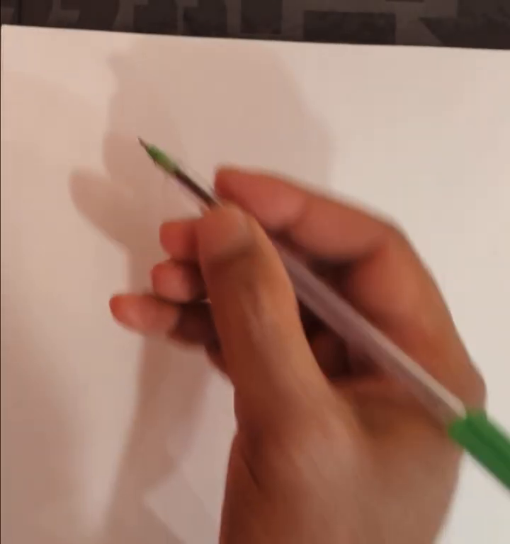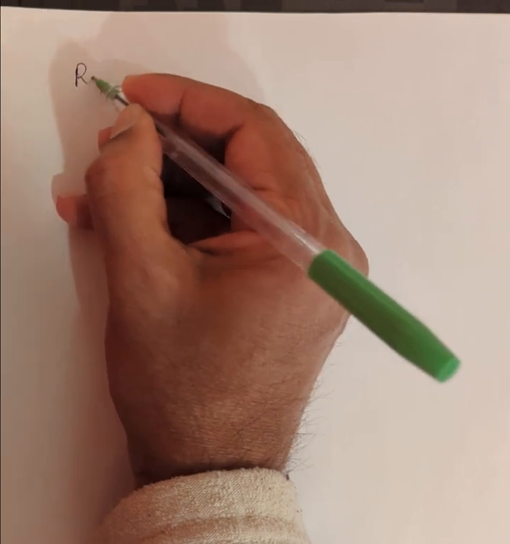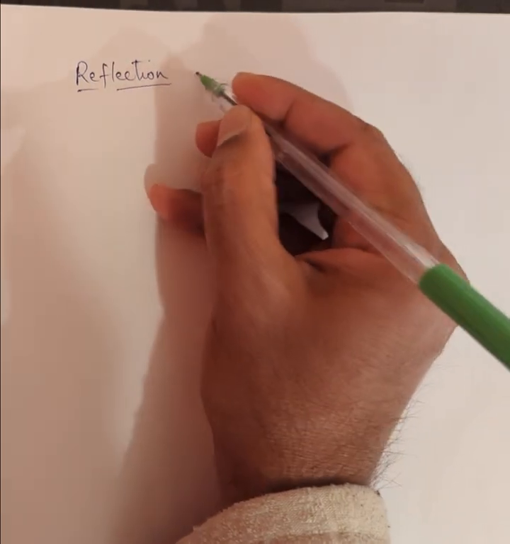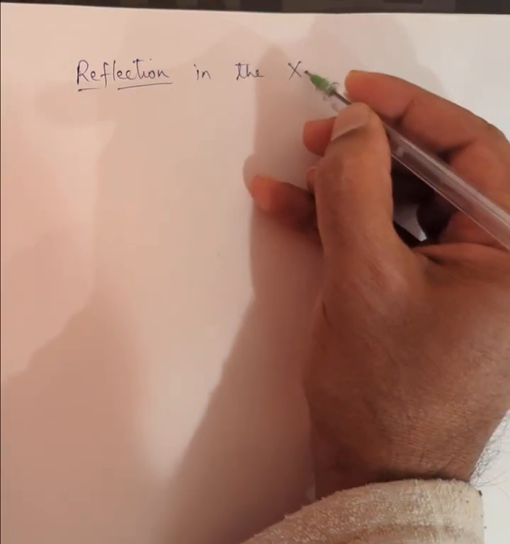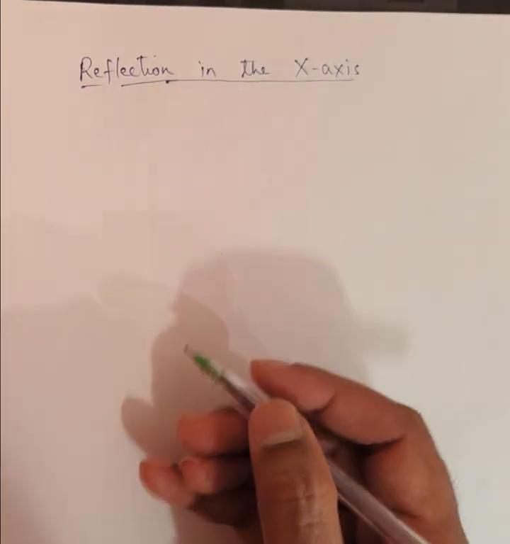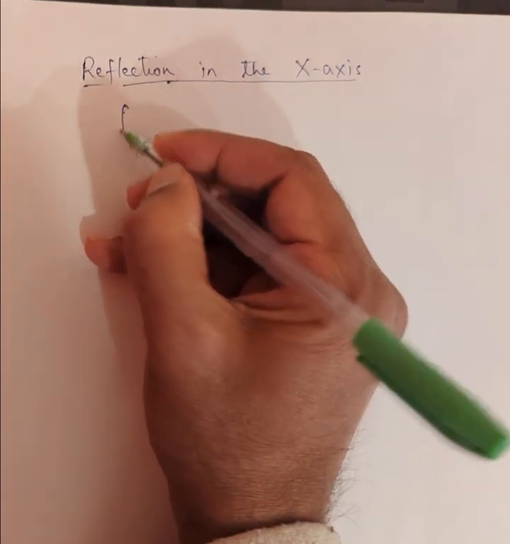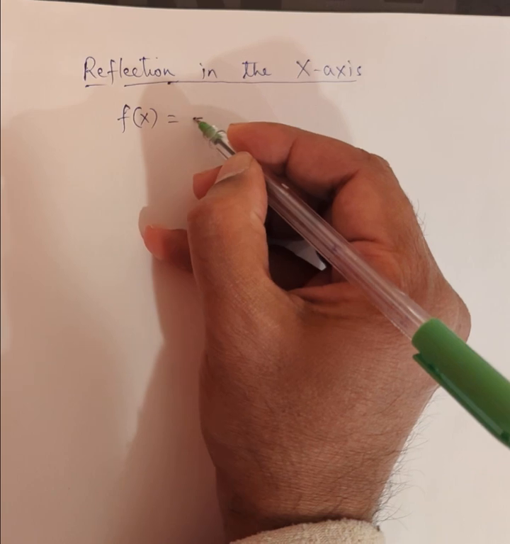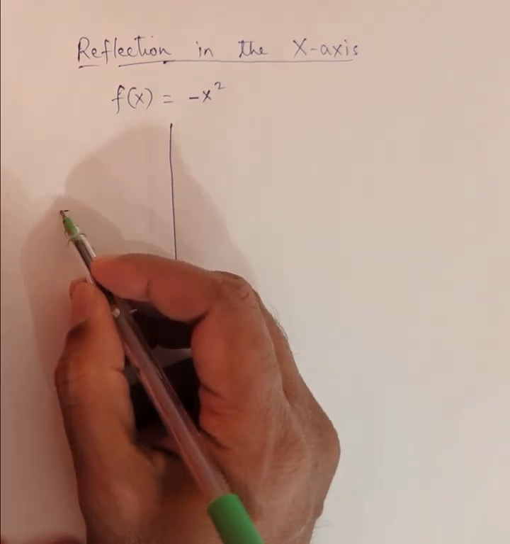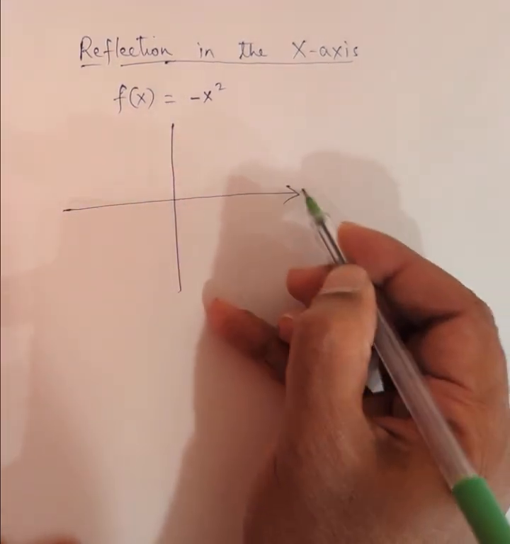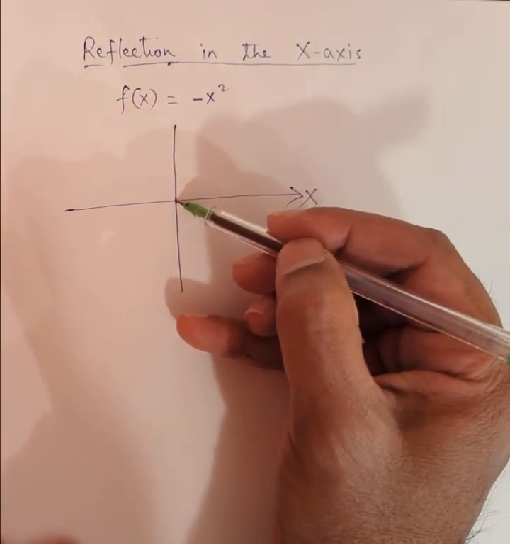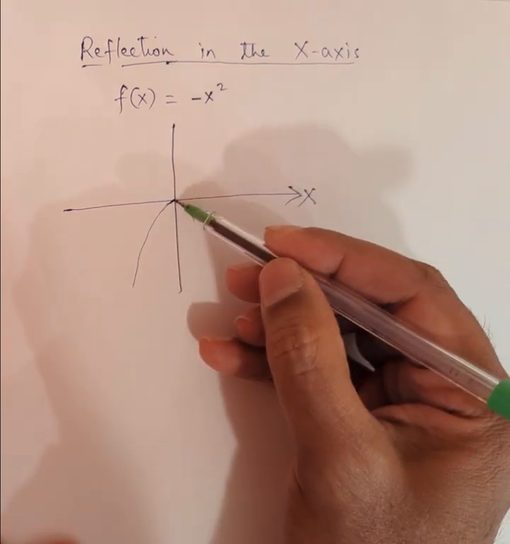Now there's one other transformation. It's called reflection. Now what is a reflection in the x-axis, rather? It's already symmetric in the y-axis. So when do you have that? When you have a negative sign in front of x square, that will cause the graph to reflect in the x-axis, meaning your x square graph was opening up, now it will open down. So your parabola goes down.